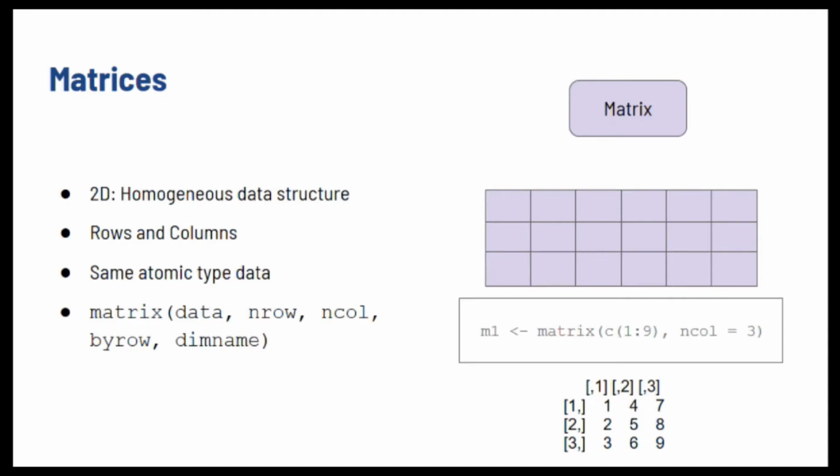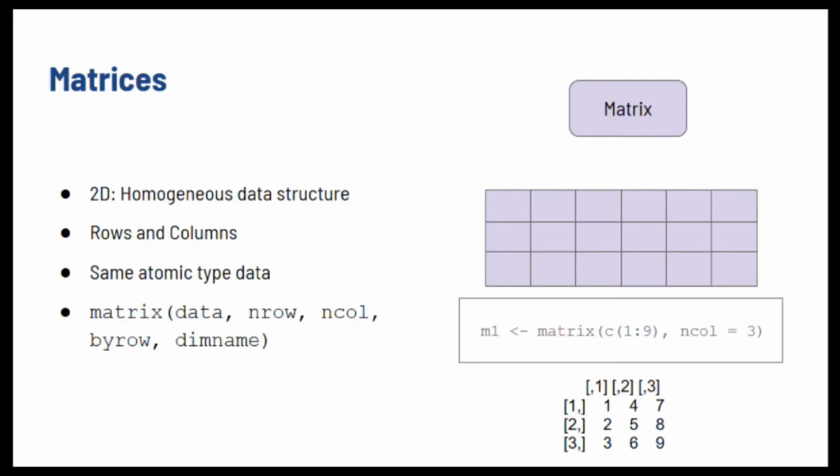A matrix is an R object in which the elements are arranged in a two-dimensional rectangular layout. They have rows and columns. In a matrix, elements of the same atomic type are contained. For mathematical calculation, we can use a matrix containing numeric elements. A matrix is created with the help of the matrix function in R.